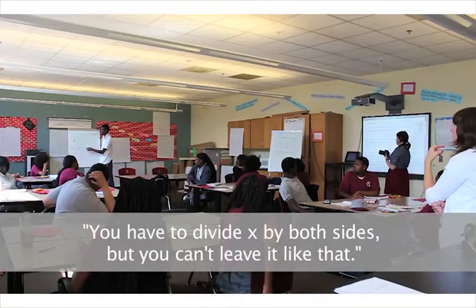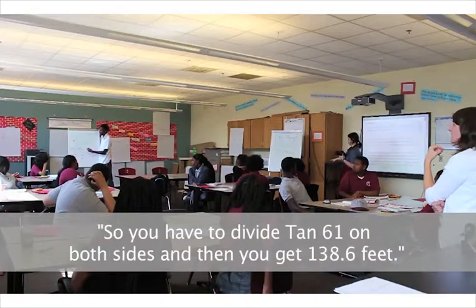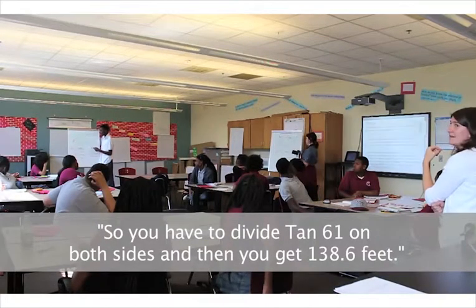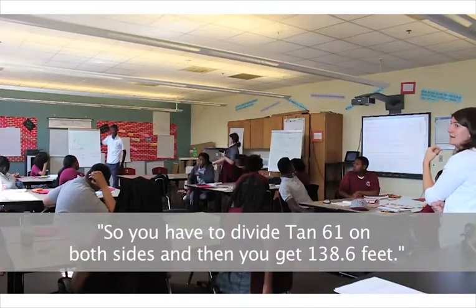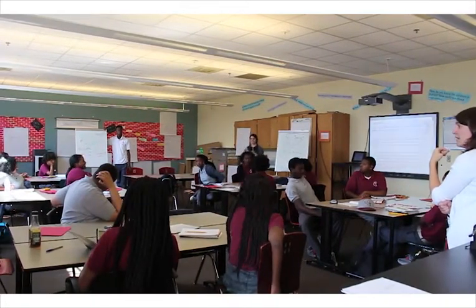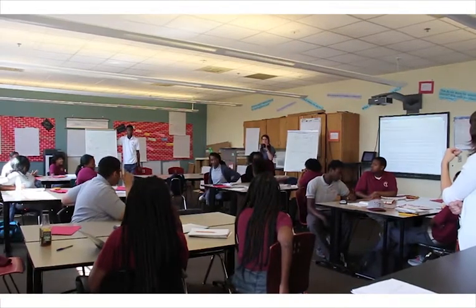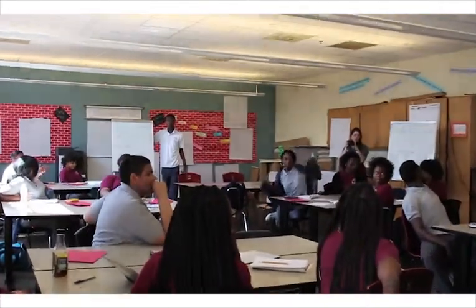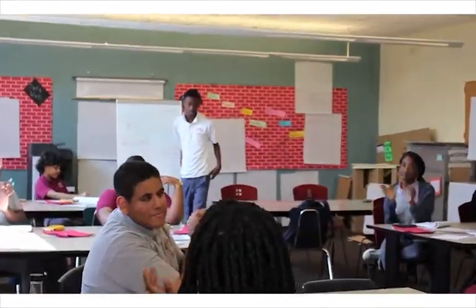We have to divide x by both sides. We can't leave it like that. We have to divide the plan into one of both sides, and then we get 138.6 feet. What do we think? Excellent. Any questions? No questions. We all feel great. All right, blast from the past, we're right there.